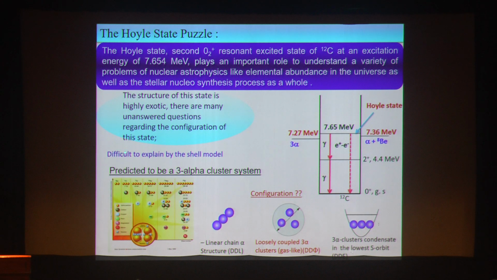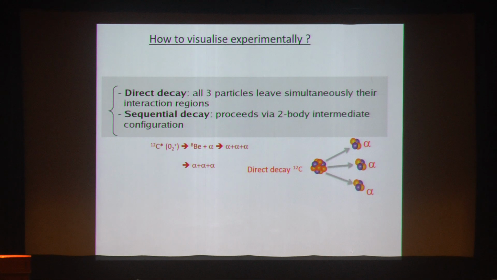The shell model is not able to explain the state, and it is predicted to be a 3 alpha cluster system. If it is a 3 alpha cluster system, then what is the configuration of these alphas? Whether it is a linear chain, where all the 3 alphas are like this, or a loosely coupled 3 alpha cluster gas-like state, or a 3 alpha cluster condensate in the lowest s orbit with all equal energy. So how to visualize this experimentally?